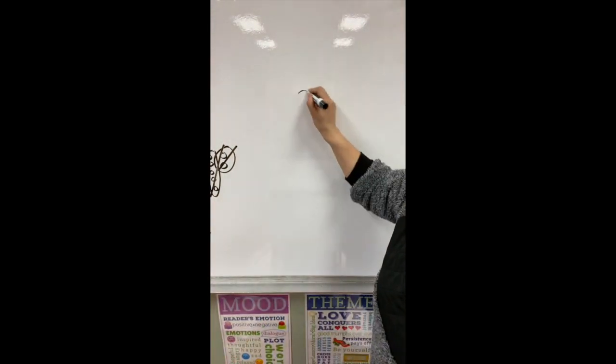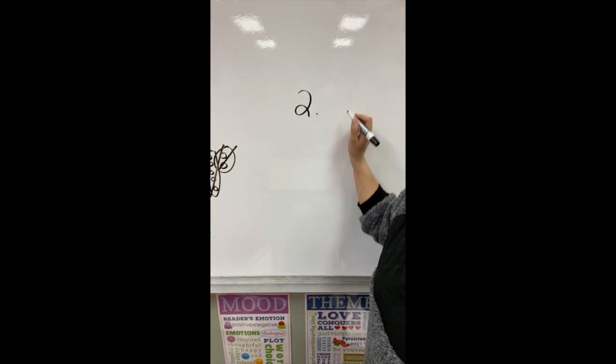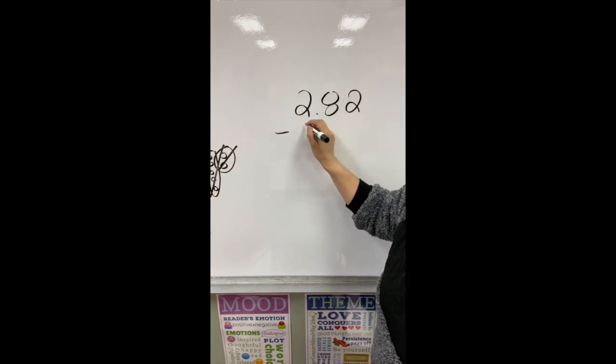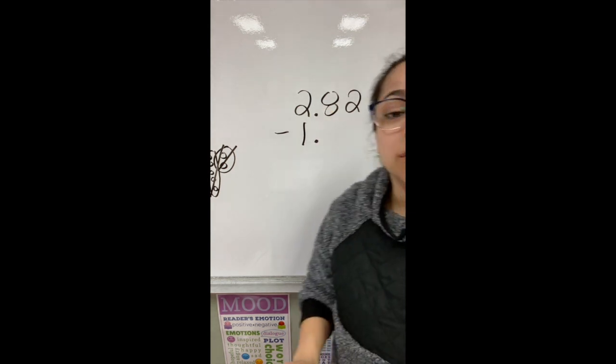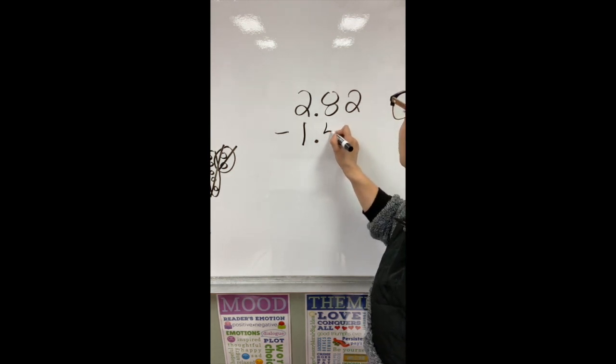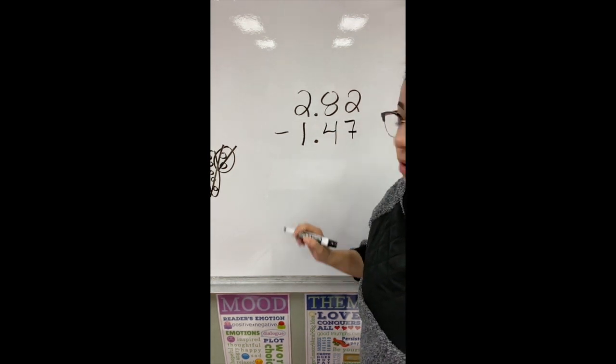We have 2 and 82 hundredths. Minus 1 and, notice I made sure that my decimals were lined up. I know that we don't have graph paper, okay, but you still need to make sure that your numbers are lined up, all right? If not, this is not gonna work. And you know what? I'm sure that we can find some kind of resource for you guys to do graph paper online. I will put that on my to-do list, okay? So we have 1 and 47 hundredths, okay?